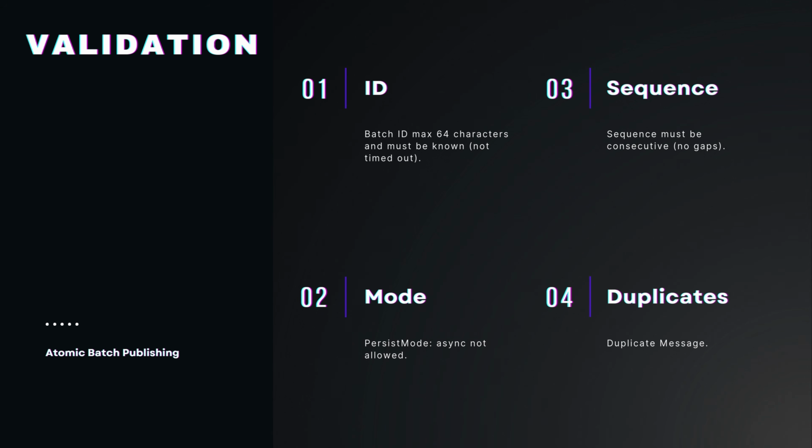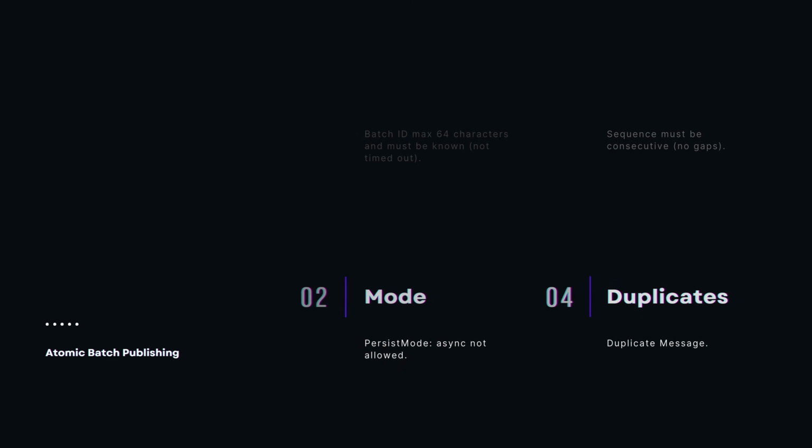On the validation side, several conditions will get your batch rejected. A batch ID over 64 characters, gaps in your sequence numbers, or running on a stream with async persist mode, which can't guarantee atomicity. As of 2.12.1, duplicate messages in a batch will also fail validation.